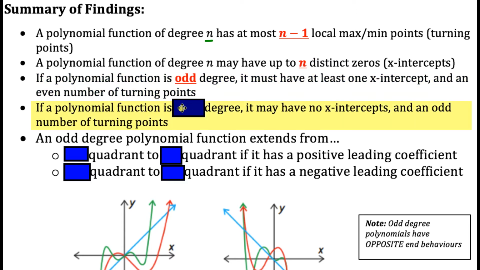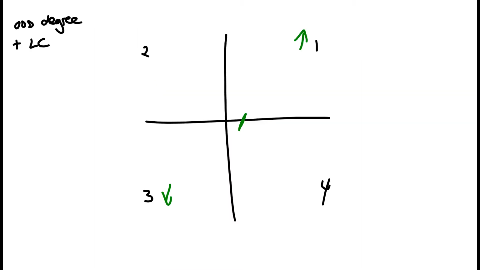If a polynomial function is even degree, though, it doesn't have to have any x-intercepts. Let's look at this. Let's say we had even degree and positive leading coefficient. We know that means it would go from quadrant 2 to quadrant 1. So to go from here to here, it does not have to cross the x-axis. It can do anything else above the x-axis, but it doesn't actually have to cross. So if we have an even degree polynomial function, it does not have to cross the x-axis. Therefore, it doesn't have to have any x-intercepts.